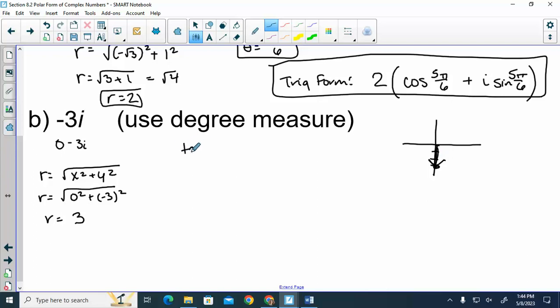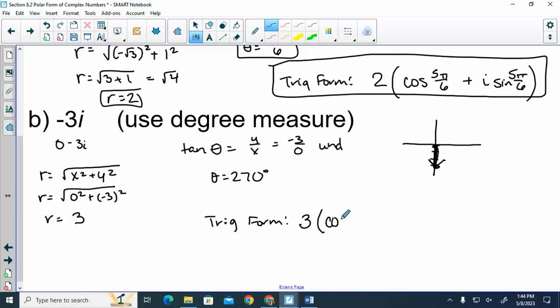So tangent, y over x, is undefined. So we're asking ourselves when tangent is undefined. Or if you look at your picture, what is the degree measure? That's 270. So trig form is r, so 3, times cosine of theta plus i sine of theta.